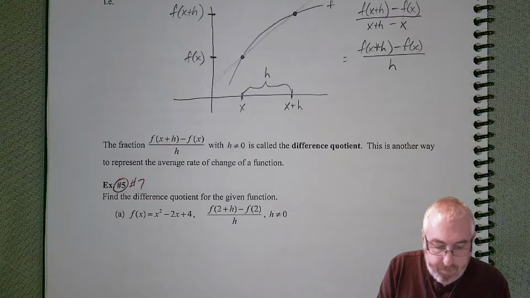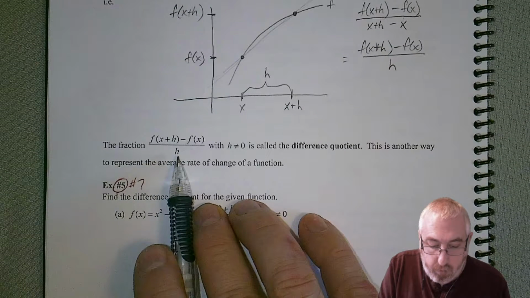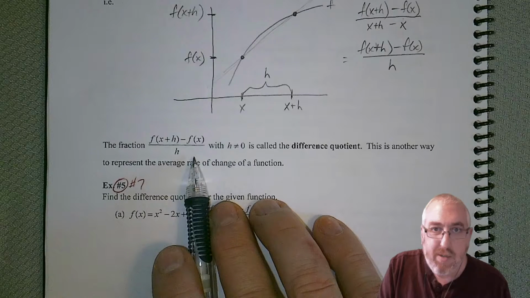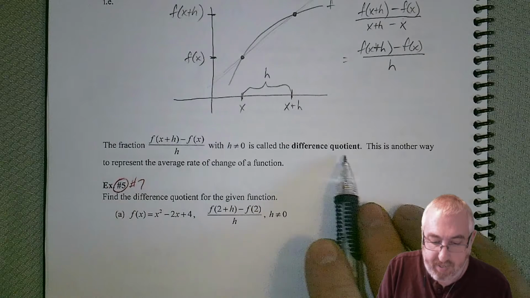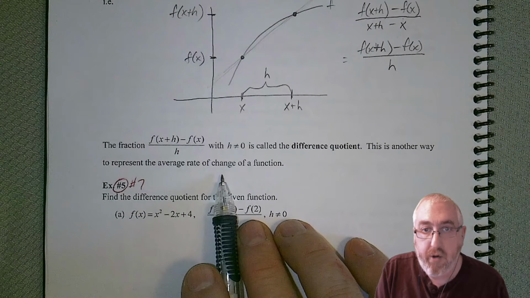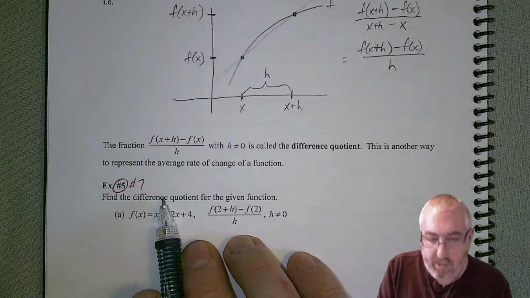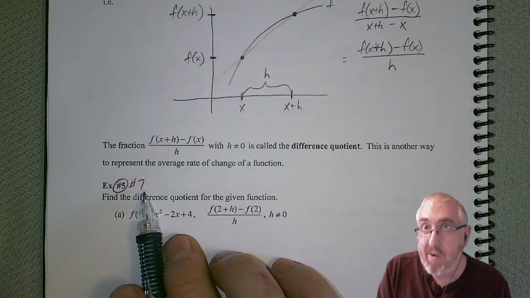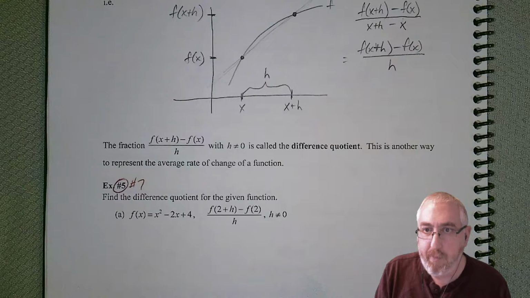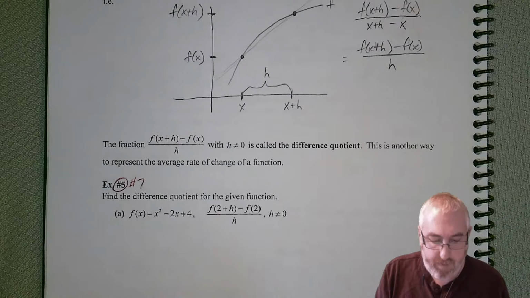So we have our difference quotient, and of course we don't want h equal to 0 because then it's undefined, so that's no good. But that's our difference quotient, and it's another way to represent the average rate of change of a function. So again, just to keep the numberings correct and chronological, this should be number 7, and you saw in the previous video those numbers changed as well.